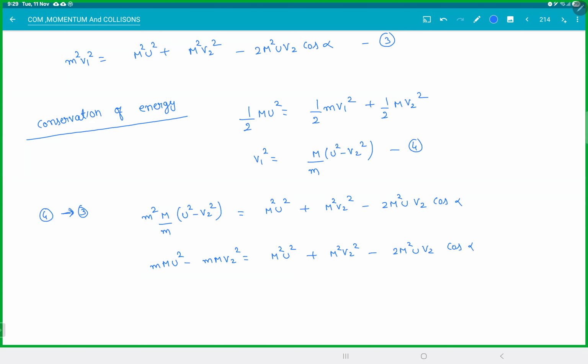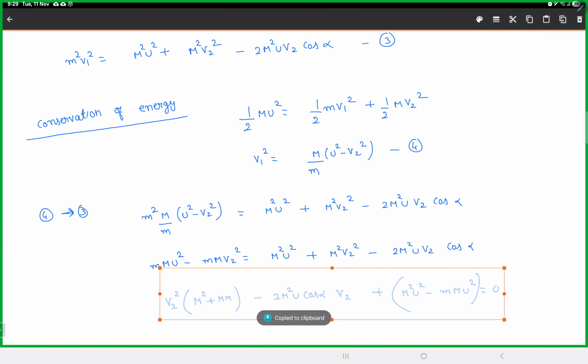Perfect. There, we got all v2 square, so bring them all to one side. So v2 square will be M square plus M small m, minus 2M square u cos alpha v2, plus M square u square minus M m u square is equal to 0. This is a quadratic equation in v2. I know, pretty lengthy and messed up. That's it. I totally remember the result.